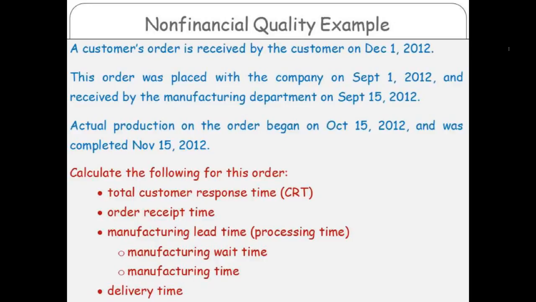And what's the order receipt time? How much was that? 15. Okay. And what's the manufacturing wait time? 30. And the manufacturing time? 60. So your total manufacturing lead time is 60 days. Oh, so this is 30 and this is 60, like that? Okay. And then your delivery time, which is not to scale. Is that another 30? 15. Okay, yeah, that fits. Okay, so there you have the whole story.